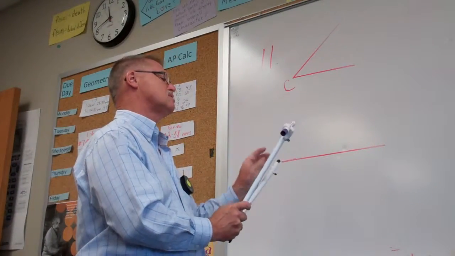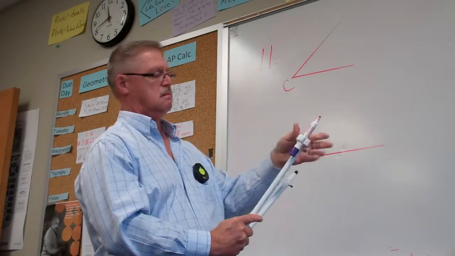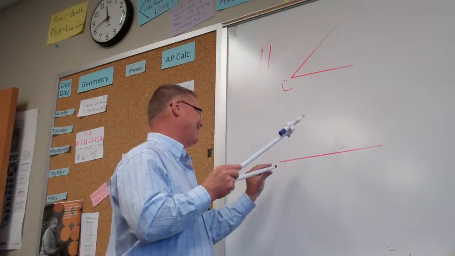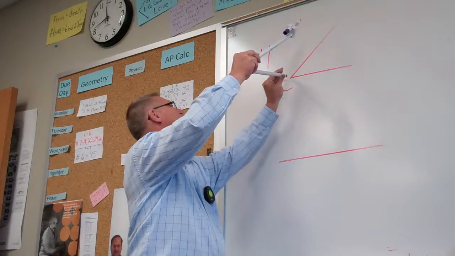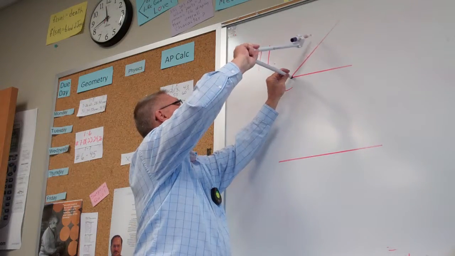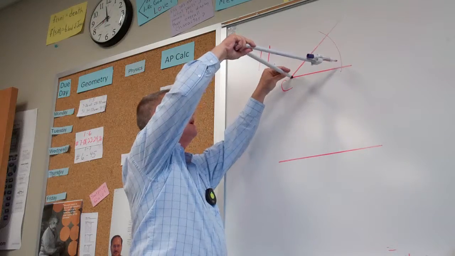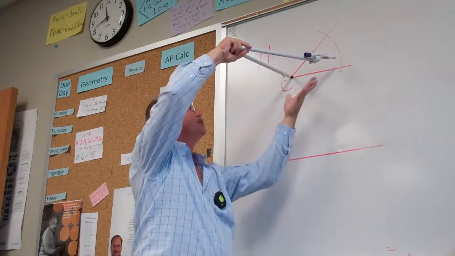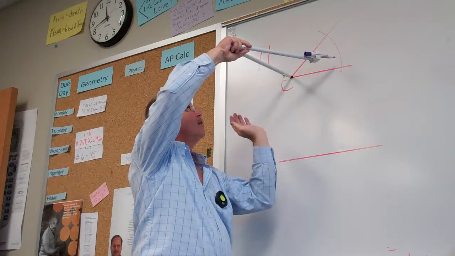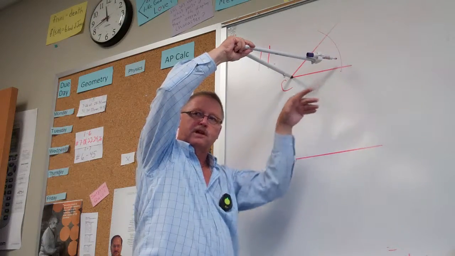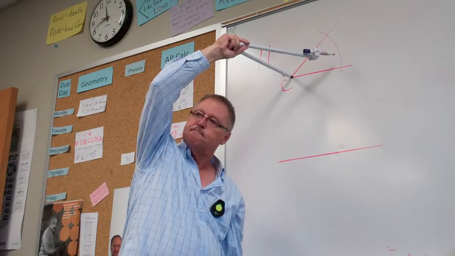Grab your compass and make an arc through your whole angle C. You may be asking, how big should I set it? Big. Get it out there a ways, but don't go off the end.